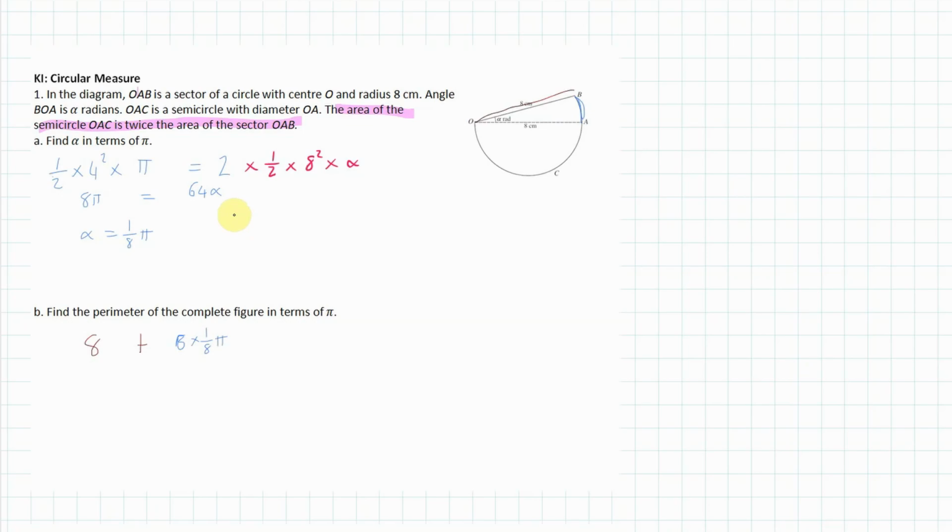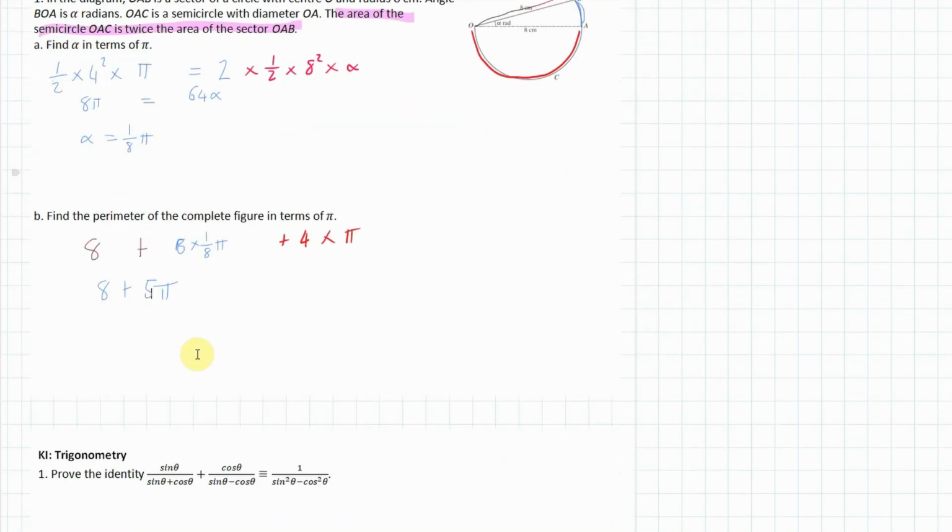And then the last bit that we've got is this bit here, which is r theta. And r in this case is 4, and then theta is pi. So if we pop that all together, we're getting 4 pi plus 8 plus pi, so 8 plus 5 pi all together. Well, that was rather easier than I was expecting.